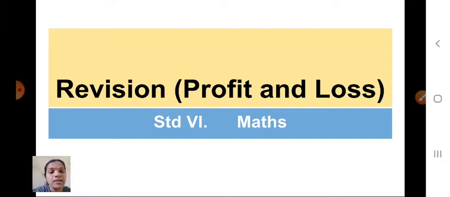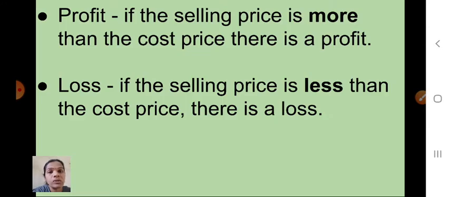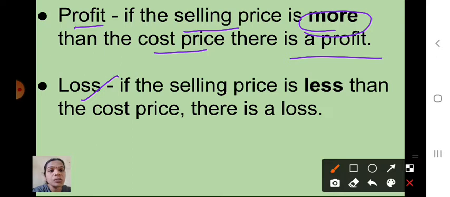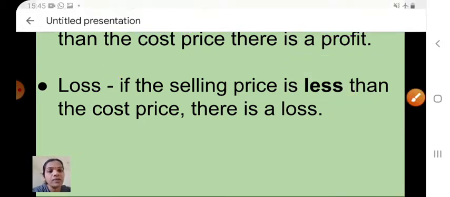Are you ready children? See here, first of all I would like to say what is meant by profit and what is meant by loss. I hope you know very well what is meant by selling price and cost price. So profit means what? The selling price is more than the cost price. There is a profit. The loss means what? The selling price is less than the cost price. There is a loss. Understood children? Yes, profit and loss.